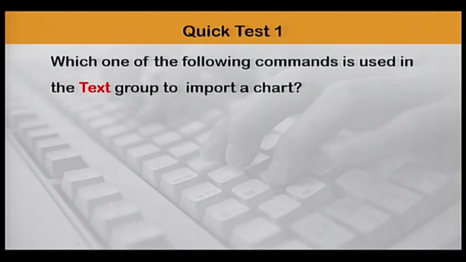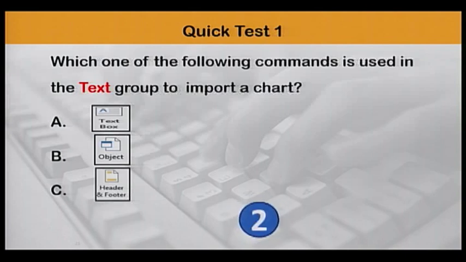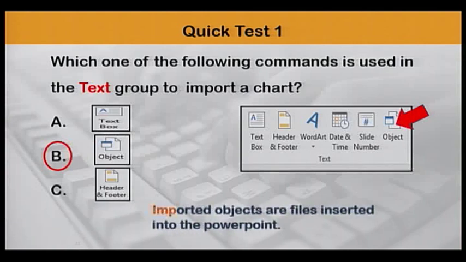Now, let's do a quick test to evaluate what you have learned in today's lesson. Read the questions carefully. You will have 3 seconds to answer. Which one of the following commands is used in the text group to import a chart? Is it A, text box, B, object, or C, header and footer? The answer is B, as imported objects or files inserted into the PowerPoint.